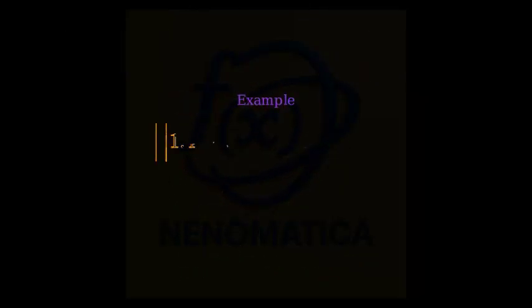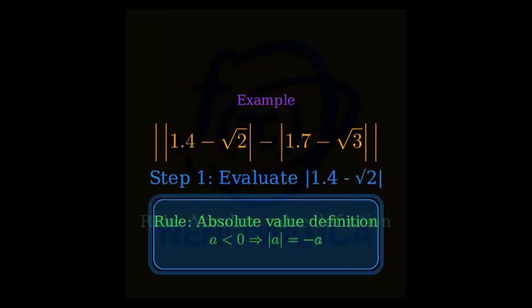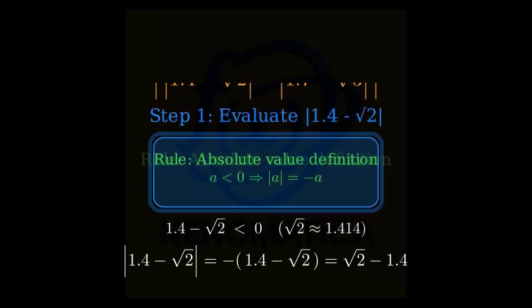Here is our example. We will evaluate the absolute value of absolute values. The absolute value of 1.4 minus square root of 2, minus absolute value of 1.7 minus square root of 3, and absolute value. Step 1. Evaluate the inner absolute value with 1.4 minus square root of 2. Since the square root of 2 is approximately 1.414, we have 1.4 minus square root of 2 less than 0. Therefore, the absolute value equals the negative of the expression, which simplifies to square root of 2 minus 1.4.